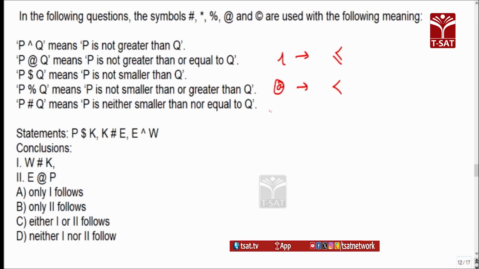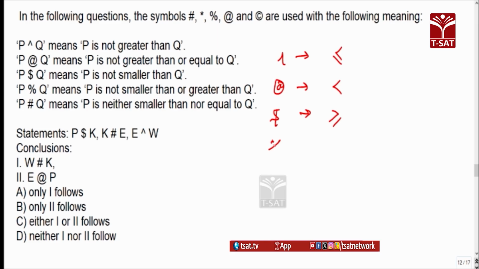Now see here, P dollar Q. What does the dollar symbol represent? The dollar symbol means P is not smaller than Q. P is not smaller than Q means P is greater than or equal to Q. So, what is the conclusion we can say? Whenever we say that P is not smaller than Q, it means P is greater than or equal to Q.